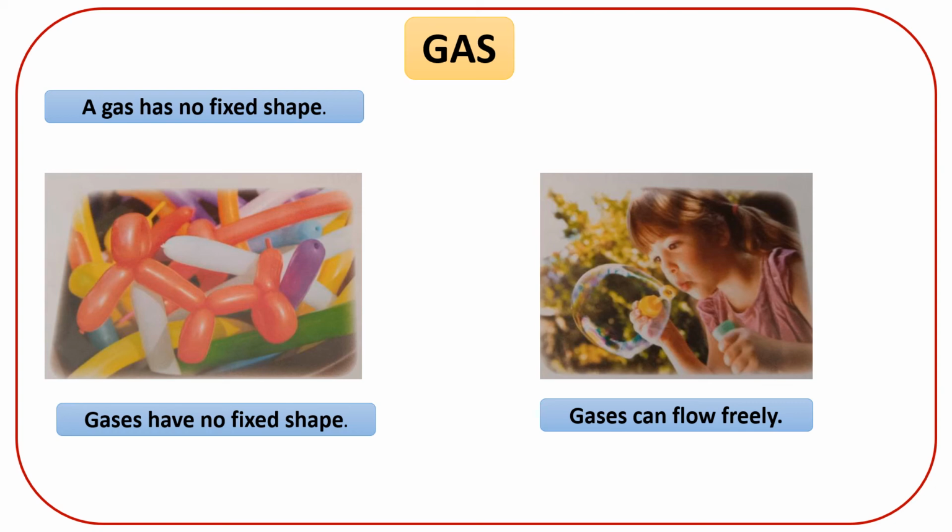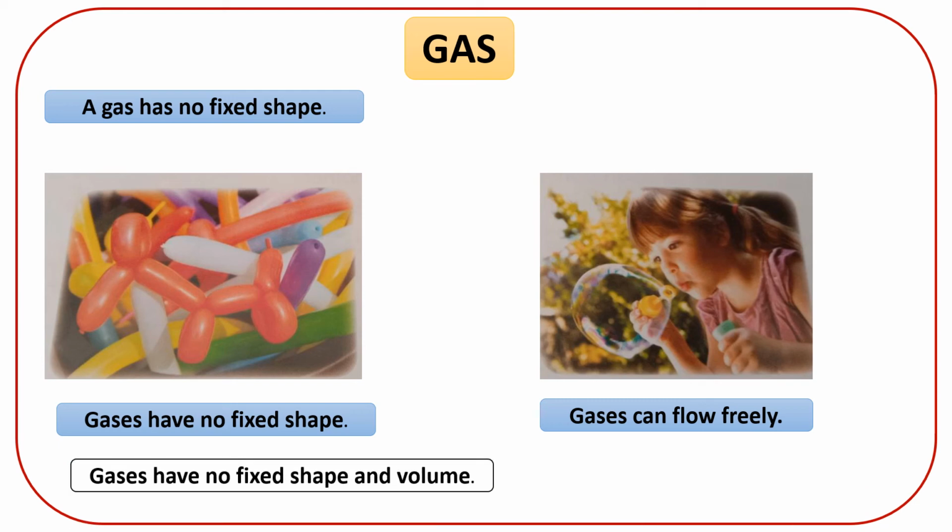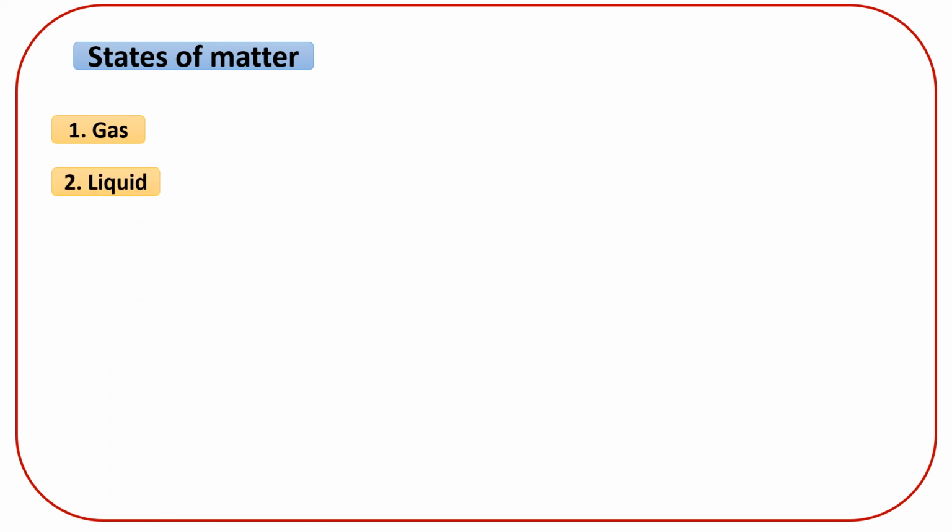Now, let's summarize what we have looked at today. We have looked at 3 states of matter. What are they? 1, good. 1 is gas. 2 is liquid. Another one is solid.